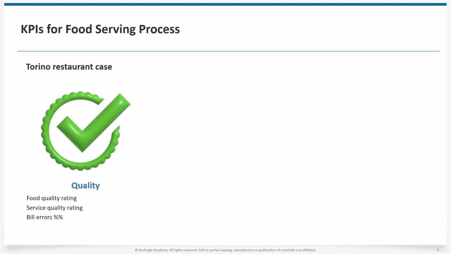2. Service quality rating. This KPI measures the quality of service provided during the food serving process. It evaluates factors such as staff attentiveness, responsiveness, and overall customer experience. 3. Bill errors percent. This KPI quantifies the percentage of billing errors encountered by customers. It considers inaccuracies or discrepancies in the bill amount, including incorrect menu item prices or applied discounts.